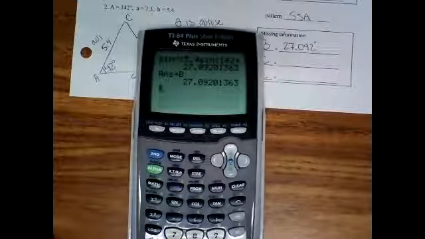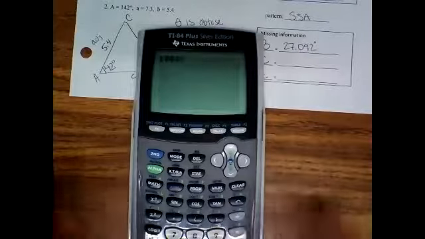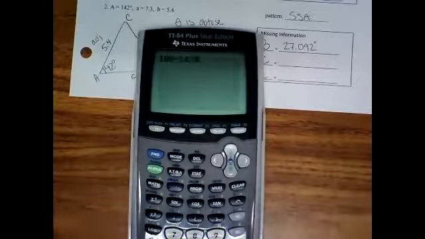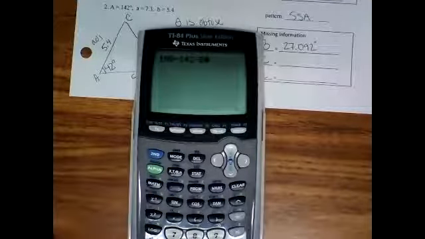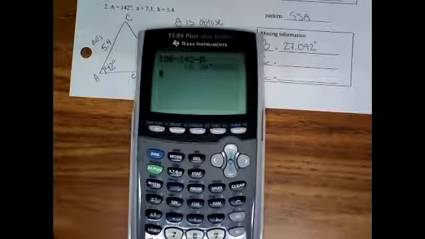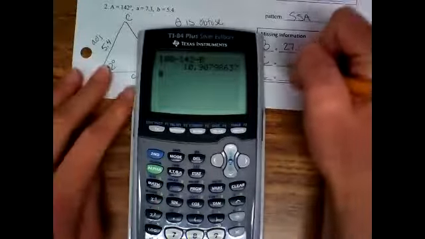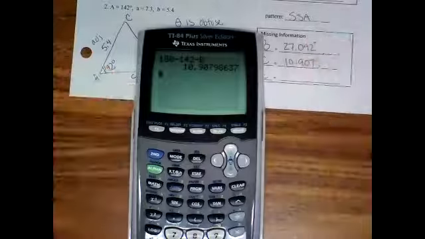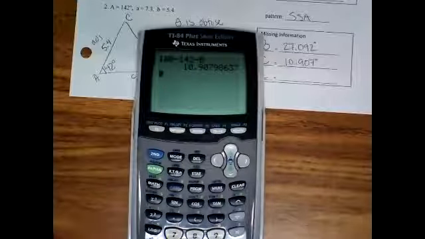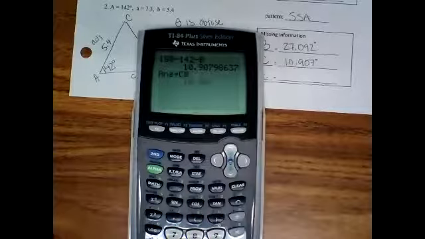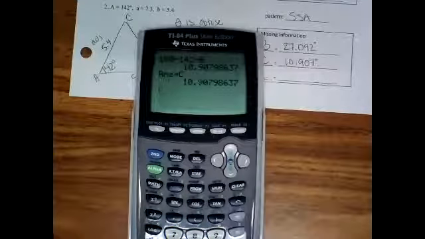And how do we find the last angle? What do all the angles have to add up to? 180. So do 180 minus the other two. So 180 minus 142 minus alpha B. If you don't store it, when you reuse it, your final answer is not accurate enough. You have to store it. Also, it's easier because you don't have to type the whole decimal. All right, so C would be 10.907. Good, thank you. Store that as C. If you reuse an answer, you have to store it. Store, alpha C, enter.